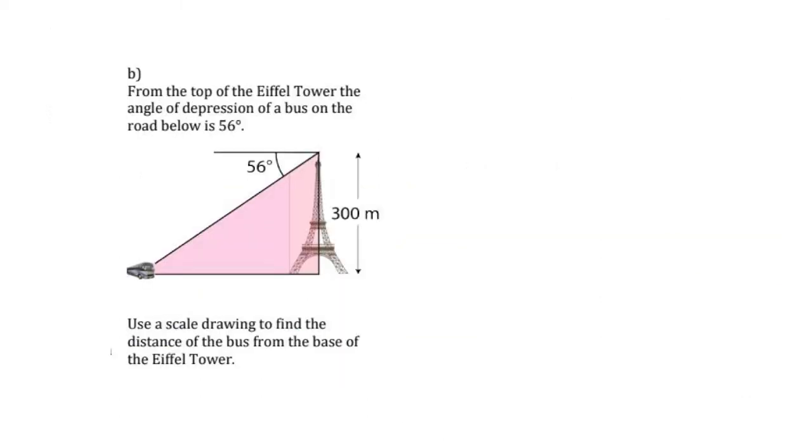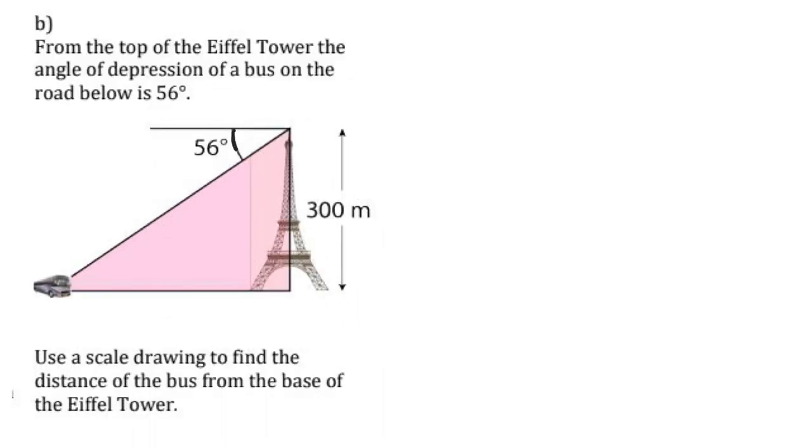Problem number 1. From the top of the Eiffel Tower, the angle of depression of a bus on the road below is 56 degrees. So our angle of depression is here. And what we know about our angle of depression and our angle of elevation is that they're equal, so we can make this angle 56 degrees. We know that this is our right angle. The question asks us to use a scale drawing to find the distance of the bus from the base of the Eiffel Tower. So we're looking for this horizontal distance here.